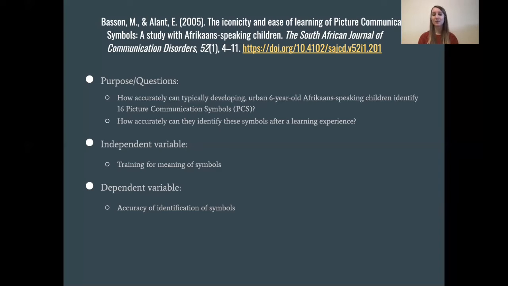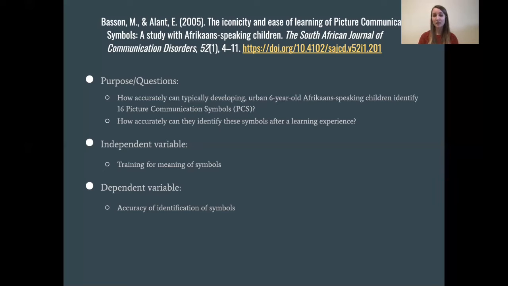For the pre-test on the first day, there were no significant differences found between the 2 groups, and the children were able to identify about 25 to 30% of the symbols with greater than 50% accuracy.